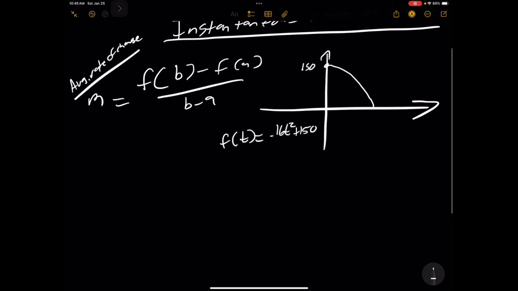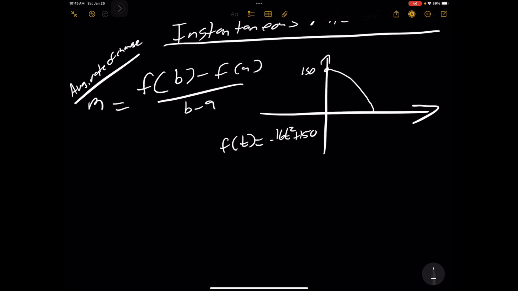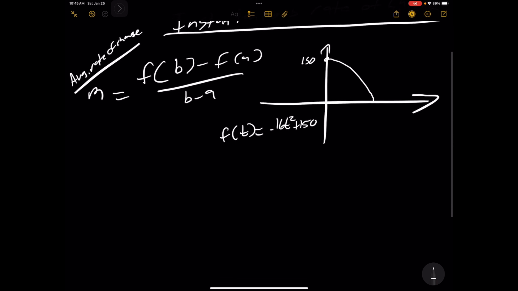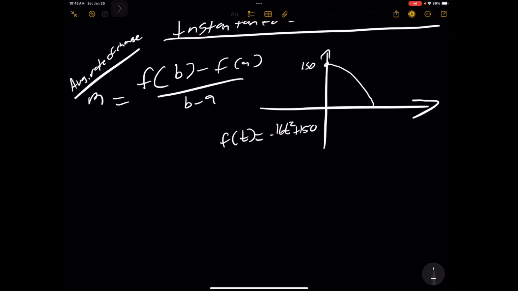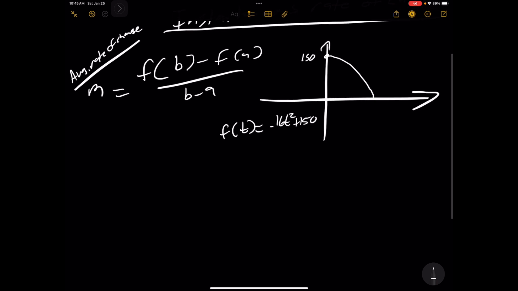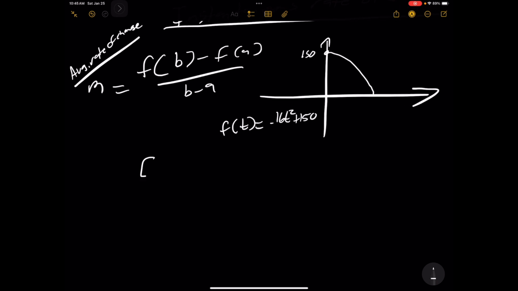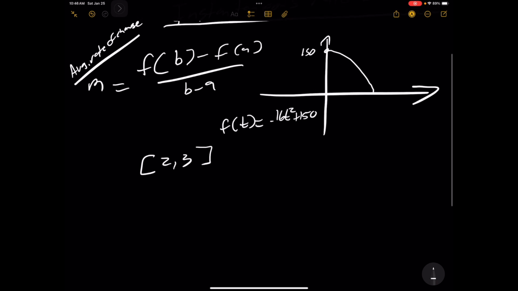For example, let's say we want to know our average speed between times 0 and 2. Well, in fact, let's go up to our average speed between times 2 and 3. Let's say we are looking for our average speed between 2 and 3. We can do this in a really simple way. We can use our average rate of change formula, and we can just plug in 2 and 3.